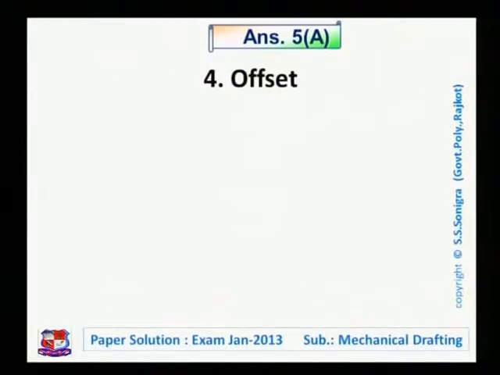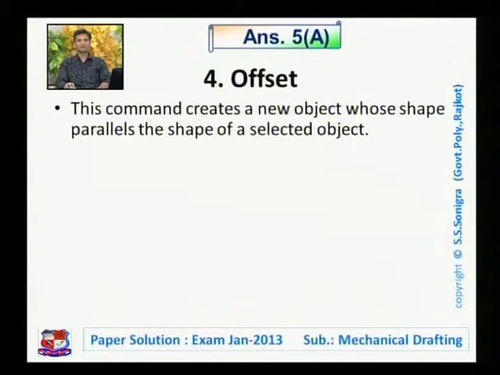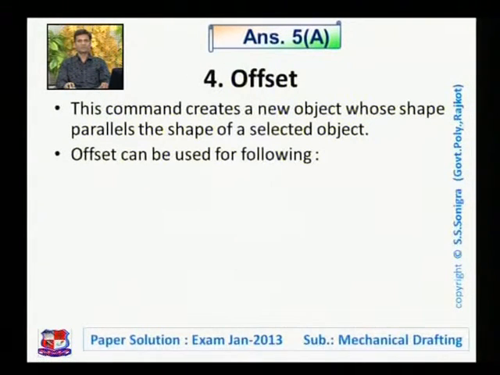Next is offset command. This command creates a new object whose shape parallels the shape of the selected object. Suppose we want to draw two shapes, then first we draw one shape and then we can offset that shape and we can easily draw the similar object nearby at a specified distance.